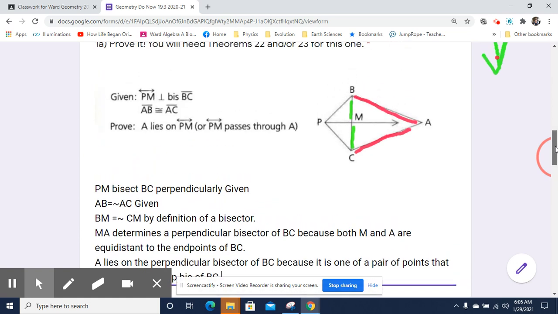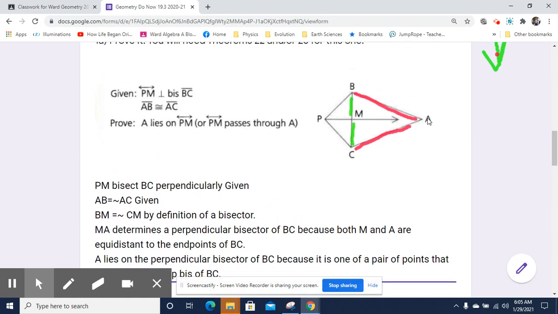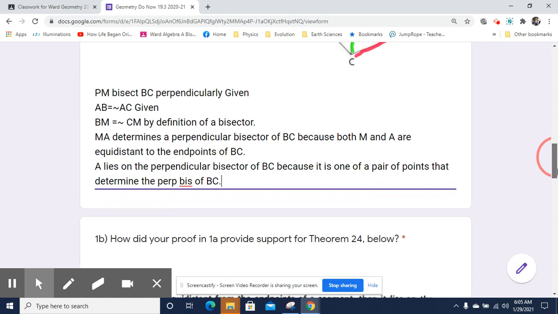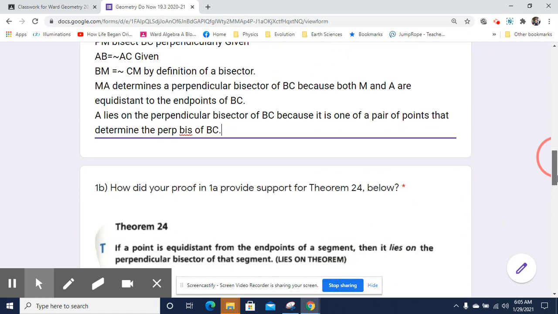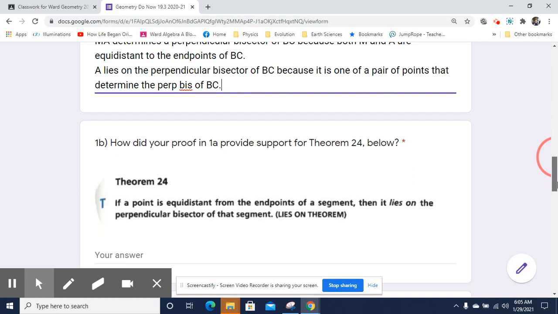You could have worded it differently than that, but that's what I came up with. Once we know A is equidistant and M has to be equidistant because of the definition of a bisector, then we can add that both M and A are on the perpendicular bisector. And since PM is the perpendicular bisector, PM has to pass through A because it's the same line as MA, also the perpendicular bisector. There's only one perpendicular bisector of a segment, at least in two-dimensional space. That changes if you're three-dimensional.